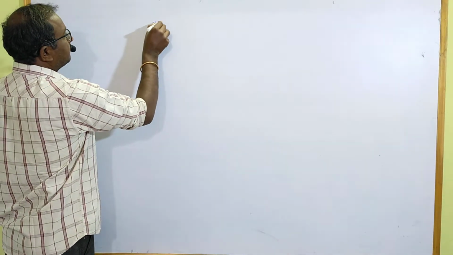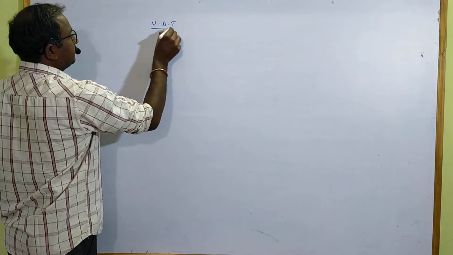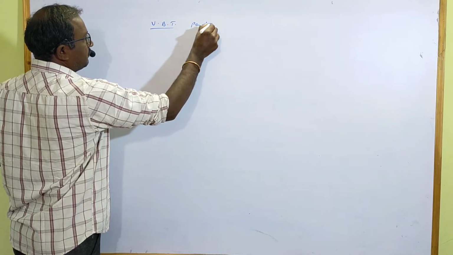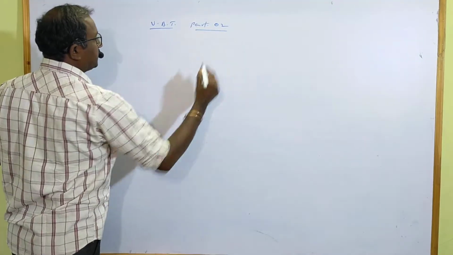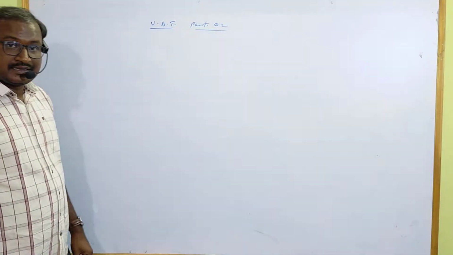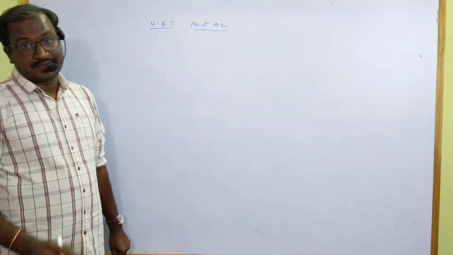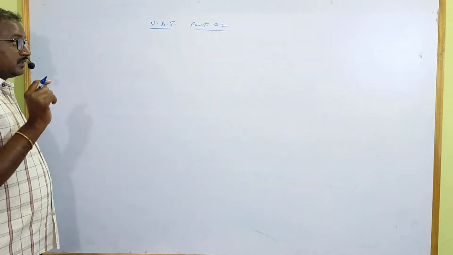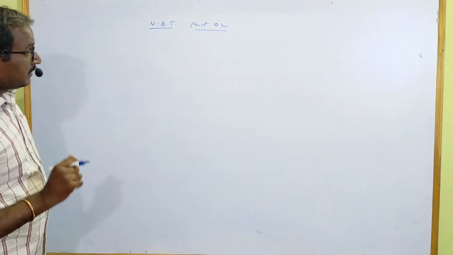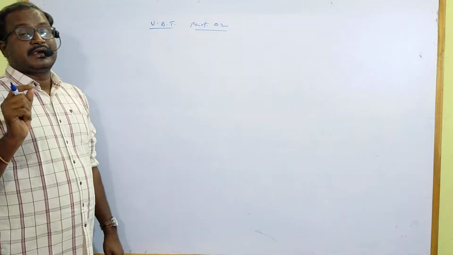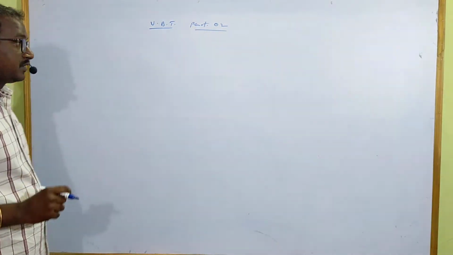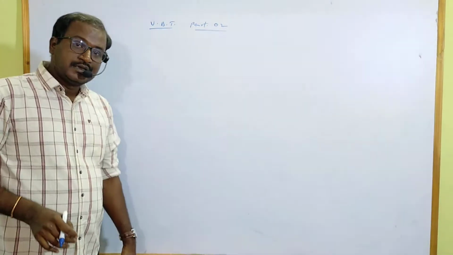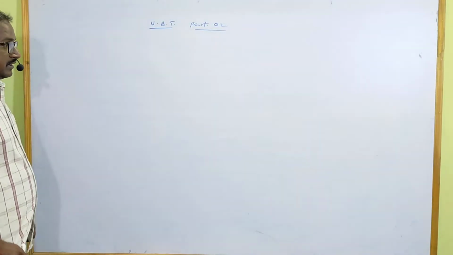Valence bond theory, second part. In part 1, I have completed the principles of valence bond theory as well as postulates of valence bond theory for coordination compounds. In this part, let me explain the examples for valence bond theory and explanation of valence bond theory with examples. So, let me complete that one.